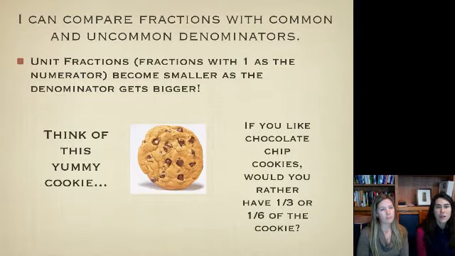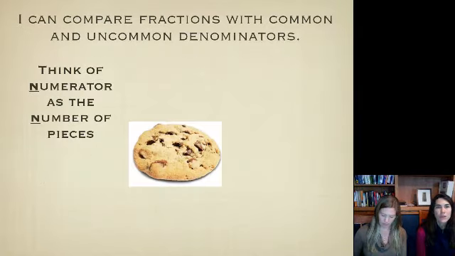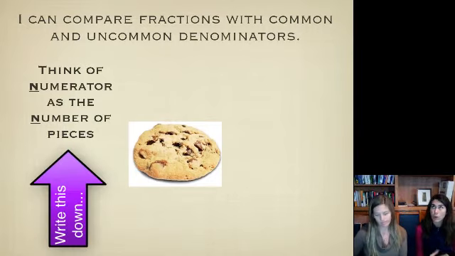So think of this yummy cookie, and who doesn't like chocolate chip cookies, right? That looks good. If you like them, and of course who doesn't, would you rather have 1/3 of the cookie or 1/6 of the cookie? So first of all, you want to think about the numerator as the number of pieces. In this case, we're looking at 2 unit fractions. We're looking at 1/3 and 1/6. So they have the same numerator.